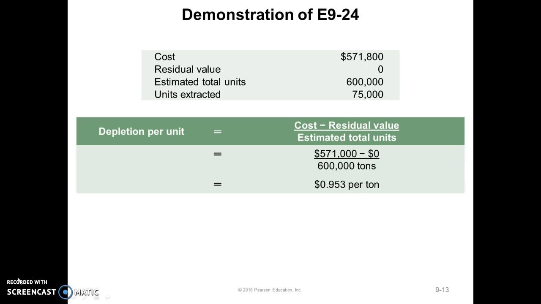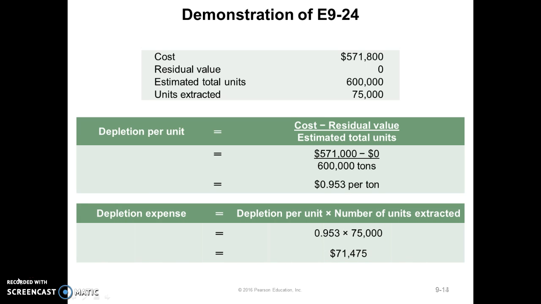So how do we do this? It's very similar to how we did depreciation before. It's going to be the cost minus the residual value, but now we're going to divide, instead of number of years, by the estimated total units. So we know the cost, the $571,800. With residual value, we're going to take everything out, so it's going to have no value at the end. And remember, we had bought 600,000 tons. So it ends up being approximately 95 cents per ton.